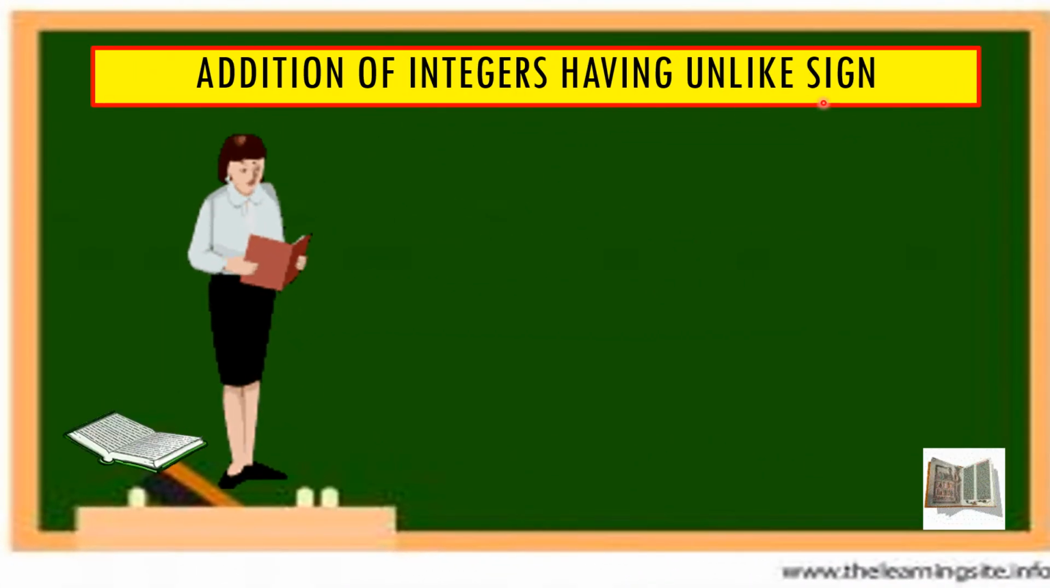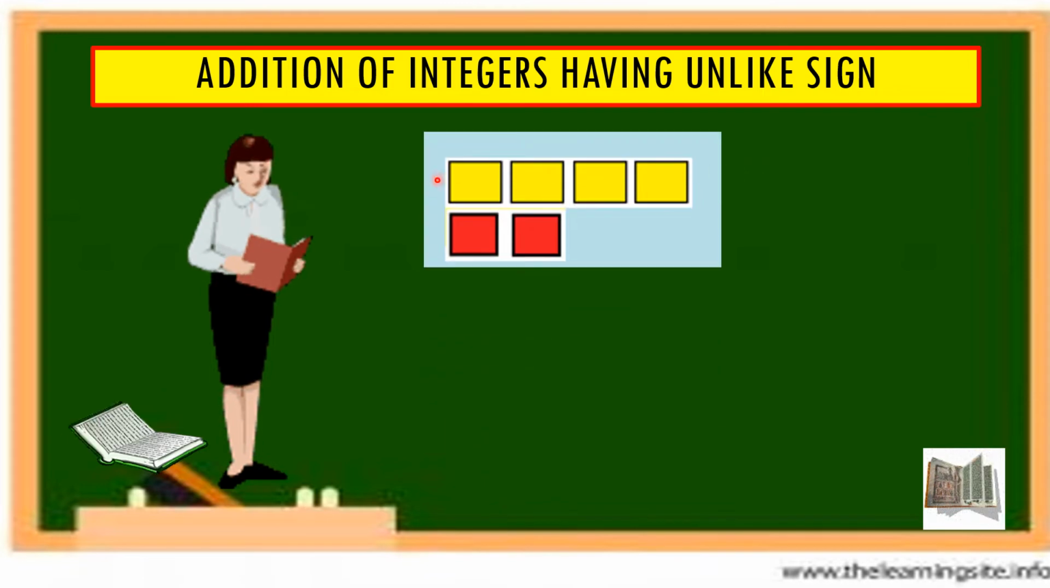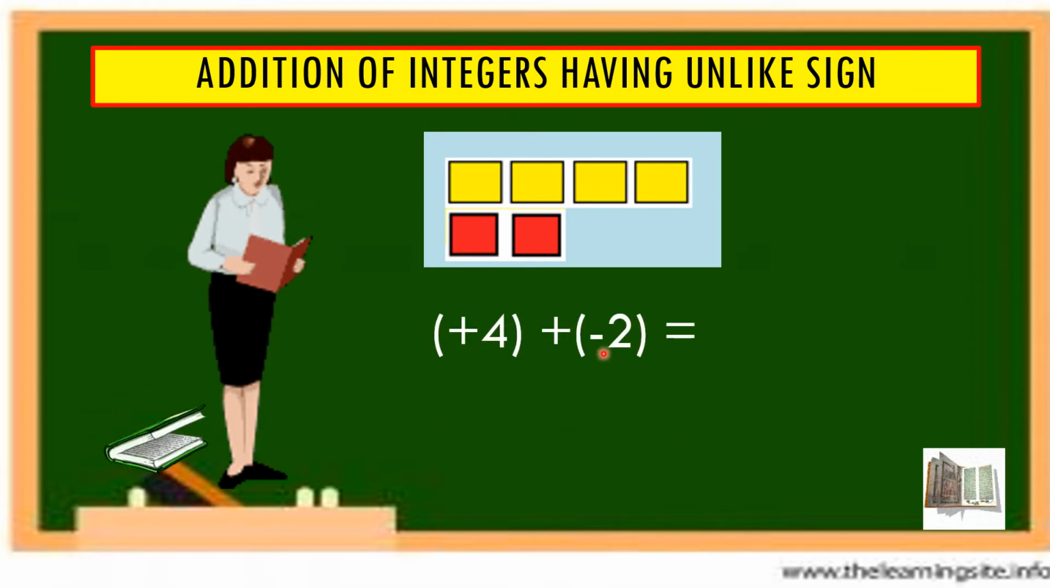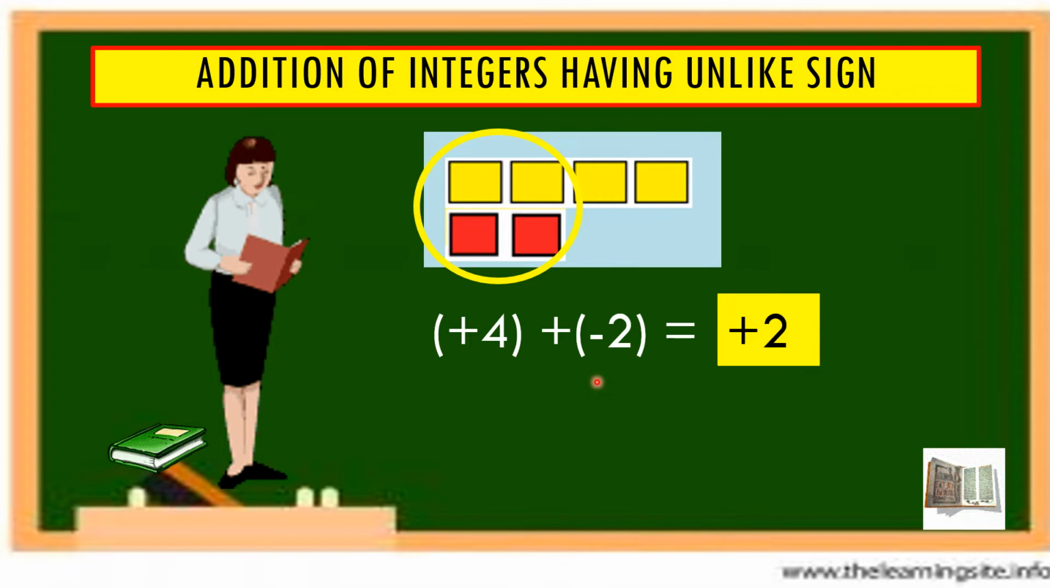Now we have addition of integers having unlike sign. So what is this number? This is positive 4. And this one is negative 2. So we have positive 4 plus negative 2. But look at this one. If we add 2 and we subtract 2, what is the result? The result is 0. So therefore, positive 4 plus negative 2, what is the result? The result is positive 2.